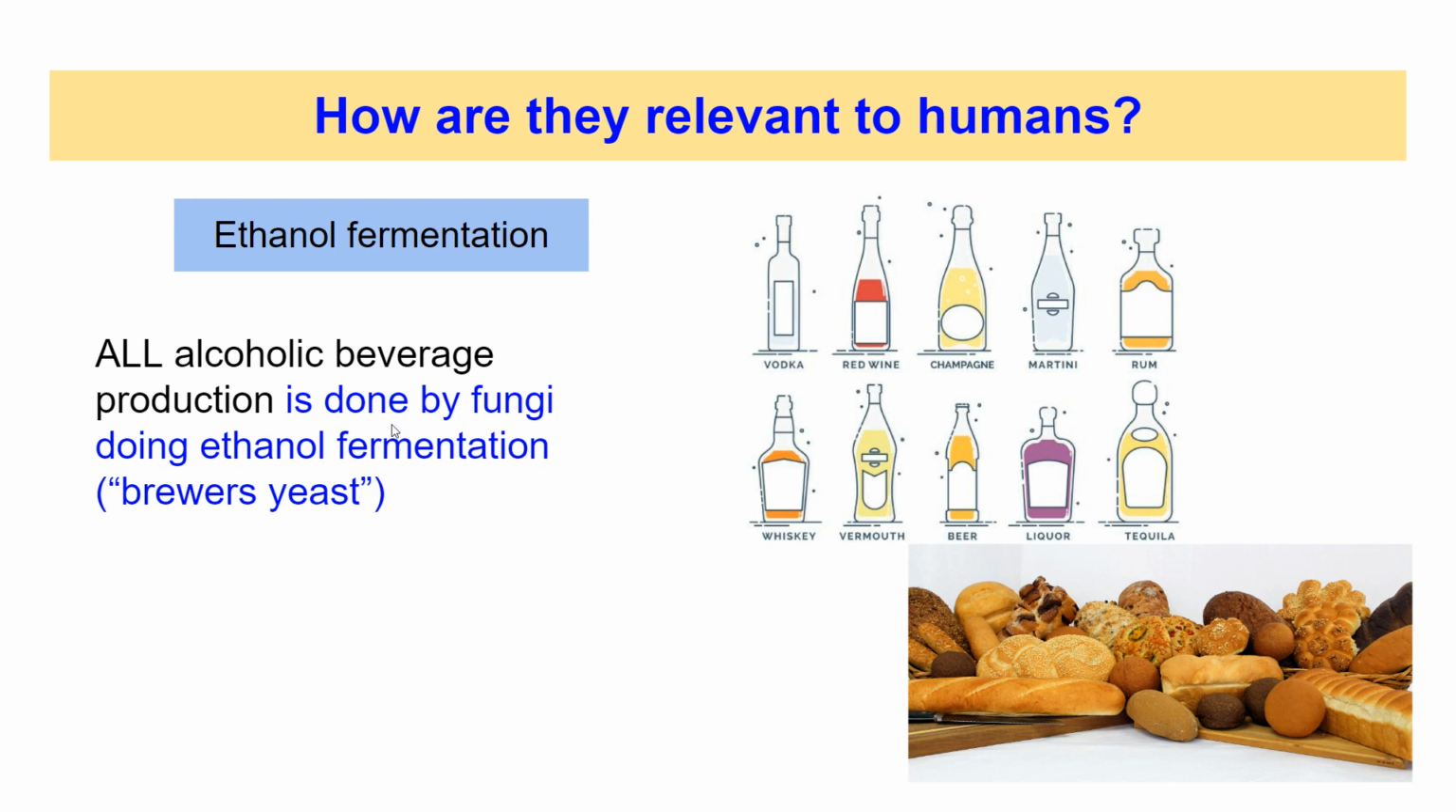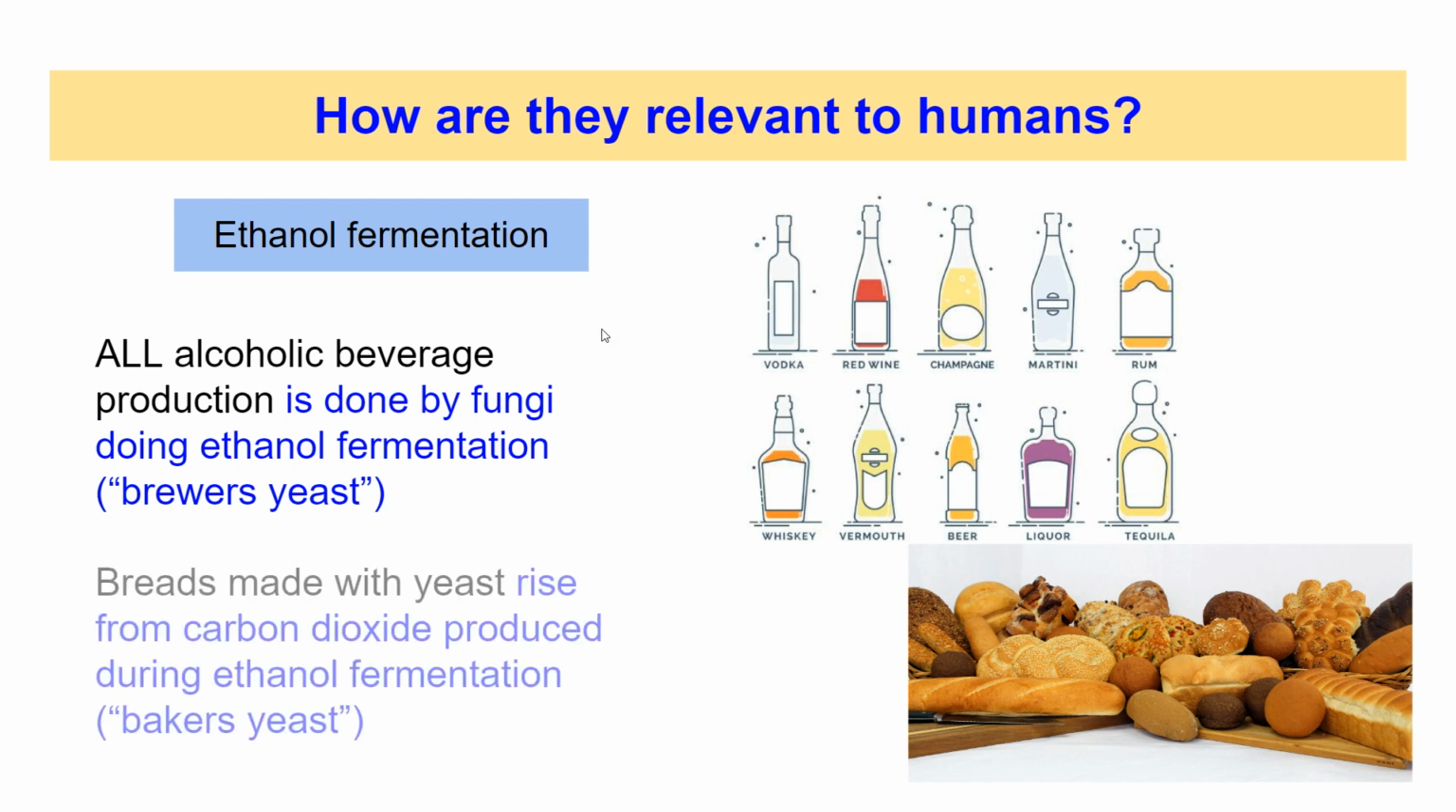That is done through fungi undergoing ethanol fermentation, and this is known as brewer's yeast. It's that fungus known as brewer's yeast that produces all these different types of alcohols. However, because CO2 is also a byproduct, we're able to use this form of anaerobic respiration to make bread rise. This is called baker's yeast.